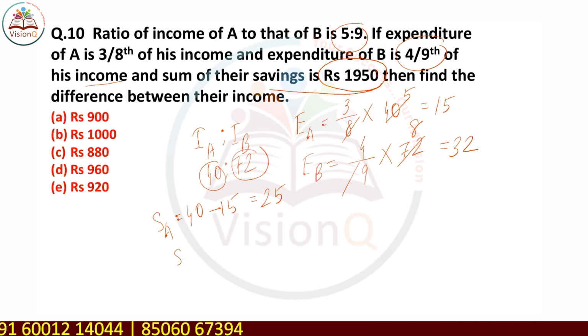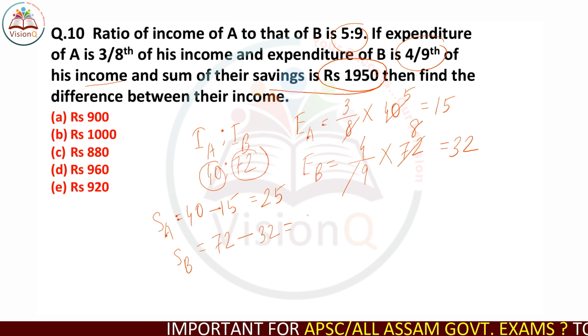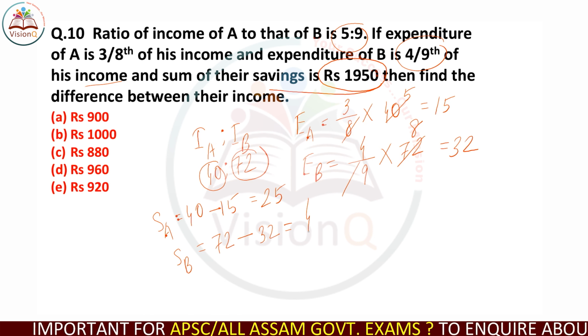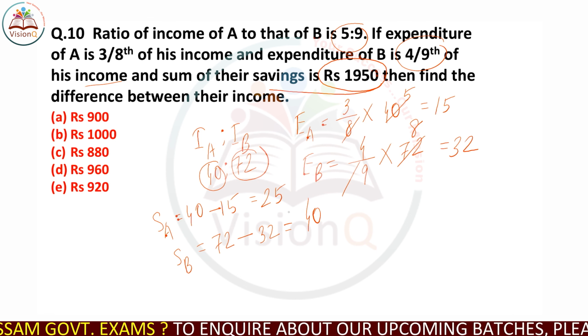Then savings of B will be how much? Income of B minus expense of B. Income of B was 72 as per ratio minus expense of B is 32 as per ratio. So savings of B will be 40 as per ratio. So savings of A is 25, savings of B is 40.